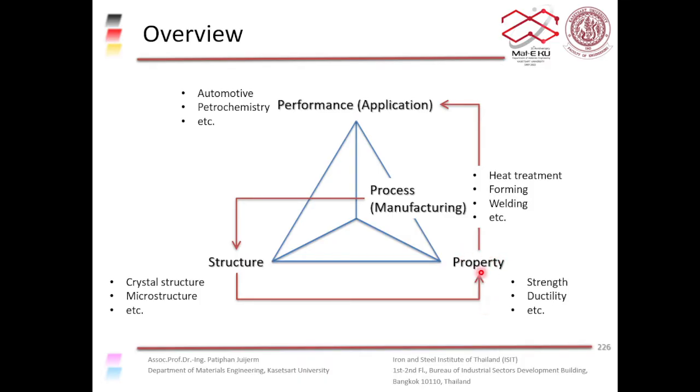Right? And when the properties of a material change, you will have different performance or application you can use it for, right? You can use it in the automotive industry, petrochemical industry, aerospace industry as well, right? So this is the key concept of this class, that you should understand the relationship between all these key pillars of this class, right? The process, structure, property, and performance.